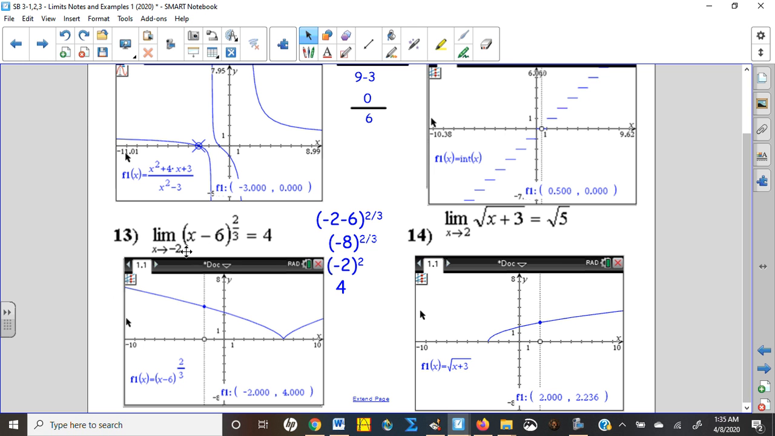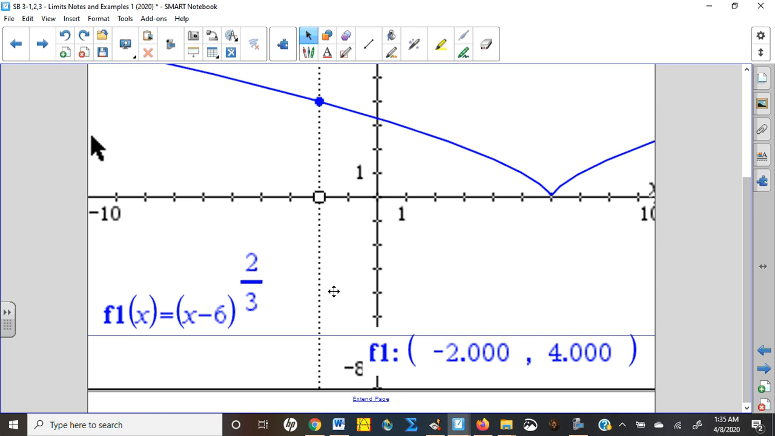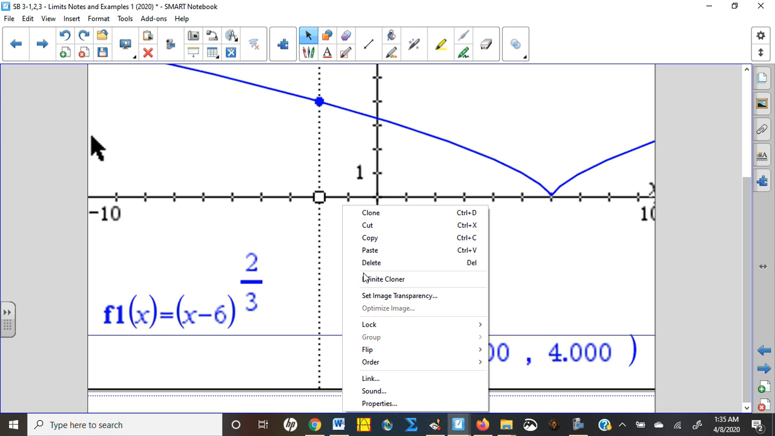This guy right here, if I plug a -2 in, I get -8. The cube root of -8 is -2. -2 squared is +4. So I should get +4. Here's the work that we see, and here is the graph that confirms it. As I approach -2, I am getting a height of 4.